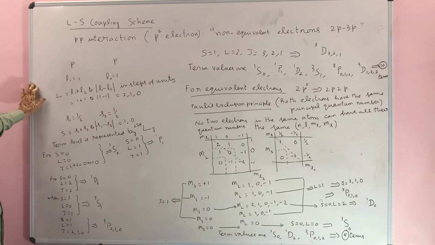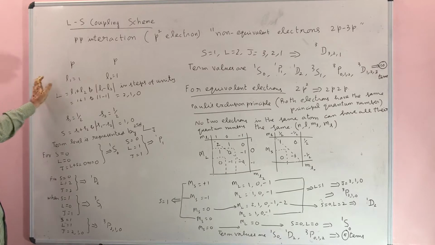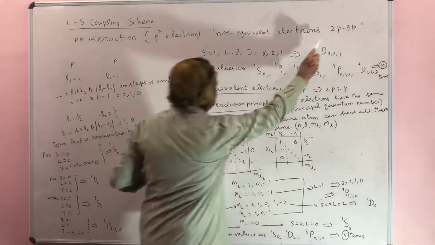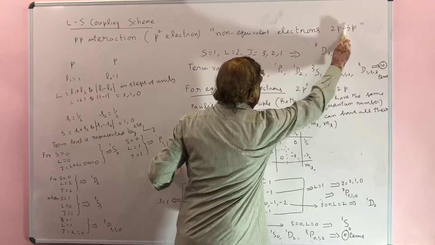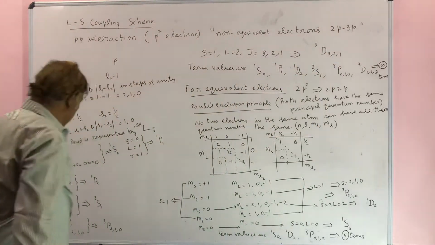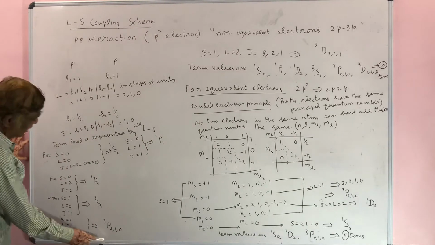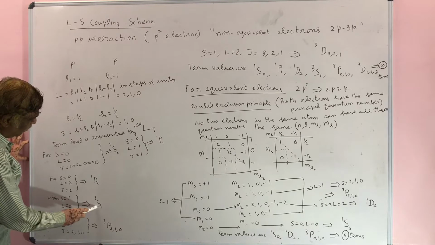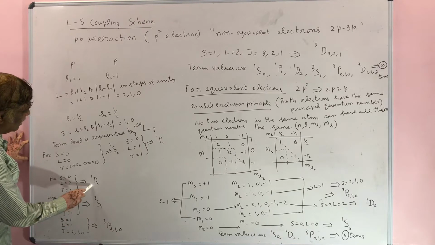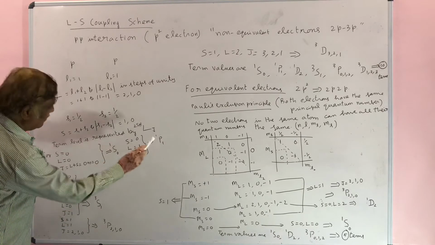Non-equivalent electrons means both electrons have different principal quantum numbers. For example, 2p and 3p have different principal quantum numbers. So what is the total number of states that arises? This is 3 plus 1, 4, 5, 6 and 7.